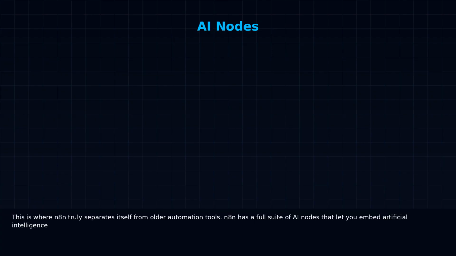This is where n8n truly separates itself from older automation tools. n8n has a full suite of AI nodes that let you embed artificial intelligence directly into your workflows. There are AI agent nodes that can reason, make decisions, and chain together multiple tools. There are AI memory nodes that give your workflow context from previous runs. There are tool nodes that let an AI agent call external APIs, search the web, read and write files, or query databases, and there are model nodes for GPT, Claude, Gemini, and local models through Ollama.